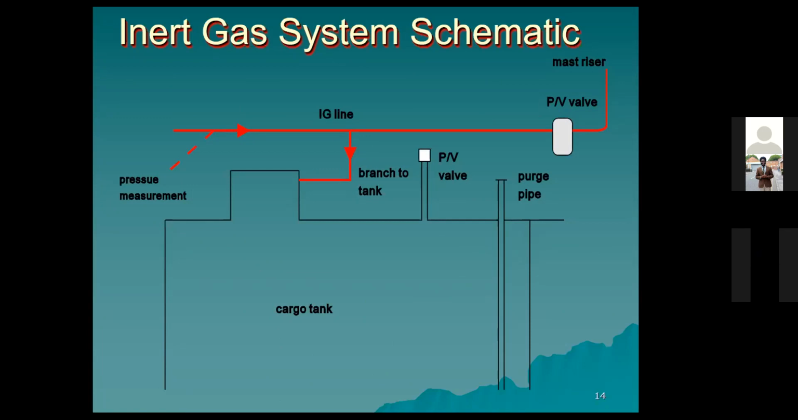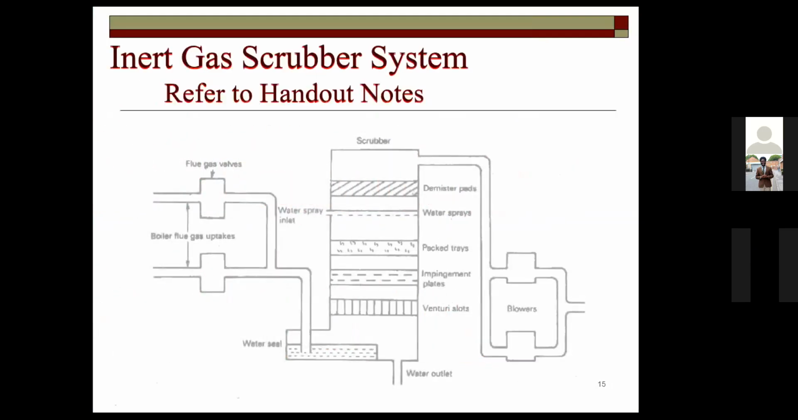One of the most important safety checks is to ensure that all the branch lines from the IG main to the tank are open and locked to prevent accidental shutdown of the valve. So it's very, very important. Like I talked about the PV valves and the vent risers, they are all here. It's just a pictorial diagram.